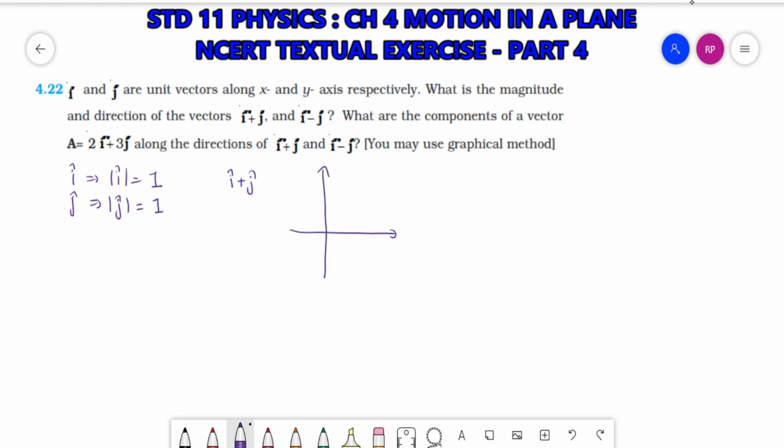if I use the graphical method, this is x axis, this is y axis. So i, vector of 1 unit towards x axis, j, vector of 1 unit towards positive y axis. Okay, so this will be the resultant vector. This is vector 1i, this is 1j, and this is i plus j. Now see, if I just form this triangle, then this will be 1 unit, and this will be 1 unit. So for a right angle triangle, if two sides are same, this will be 45 degrees. Clear?